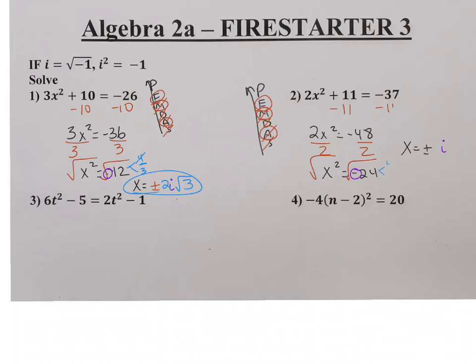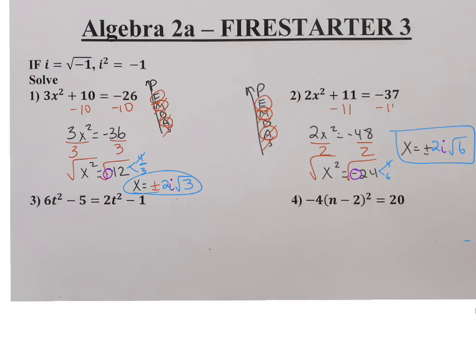24 is not perfect, but 4 is perfect and goes into it 6 times. I don't care about 3 and 8 as factors because neither one of those are perfect. I don't care about 2 and 12 as factors of 24. Neither one of them are perfect. So this 4 turns into 2, and then 6 stays in jail forever. That's it for number 2.